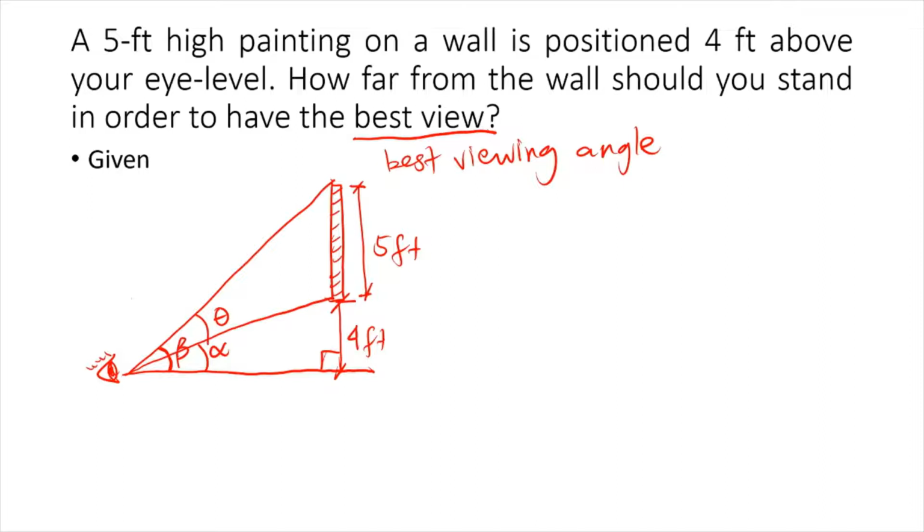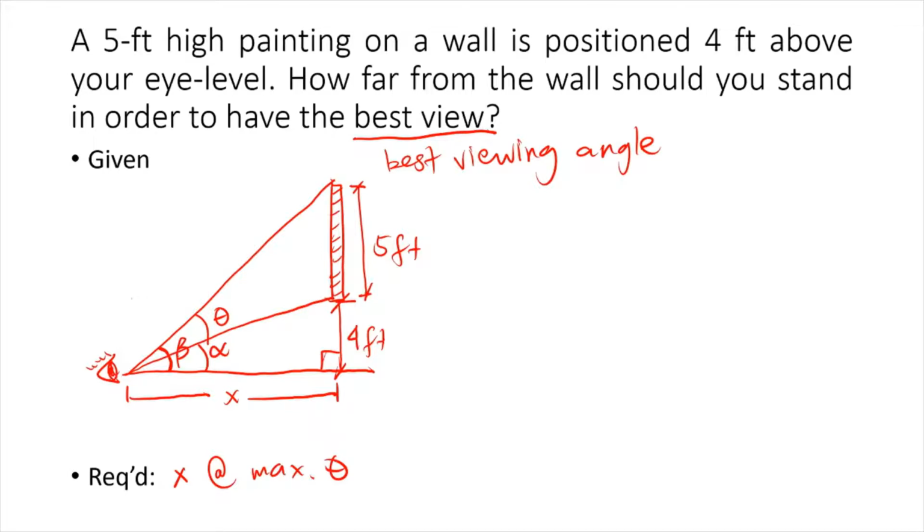All right, the question is how far from the wall should you stand in order to have the best view? So we want to find this distance here that will maximize angle theta. So the formula or the equation for finding angle theta is our primary equation. So required is x at maximum subtended angle or angle theta.